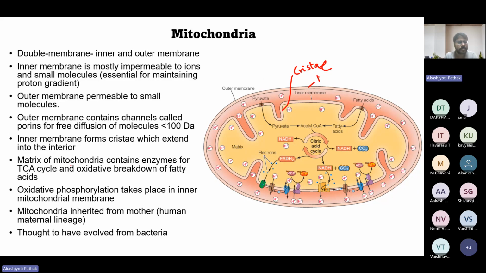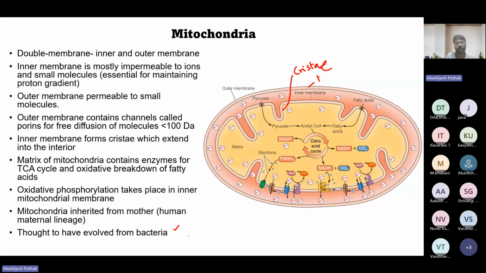The matrix of the mitochondria contains several enzymes for the TCA cycle and oxidative breakdown of fatty acids. Oxidative phosphorylation takes place in the inner mitochondrial membrane. Another thing is that mitochondria are always inherited from the mother, the human maternal lineage, and it is thought to have an endosymbiotic origin. All these things you must have read about.